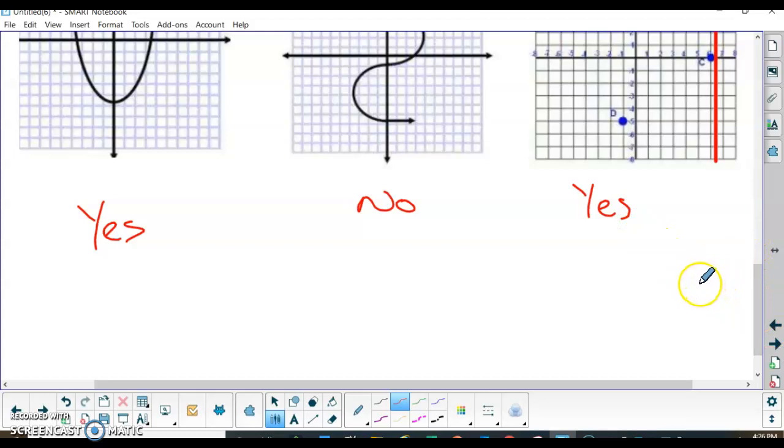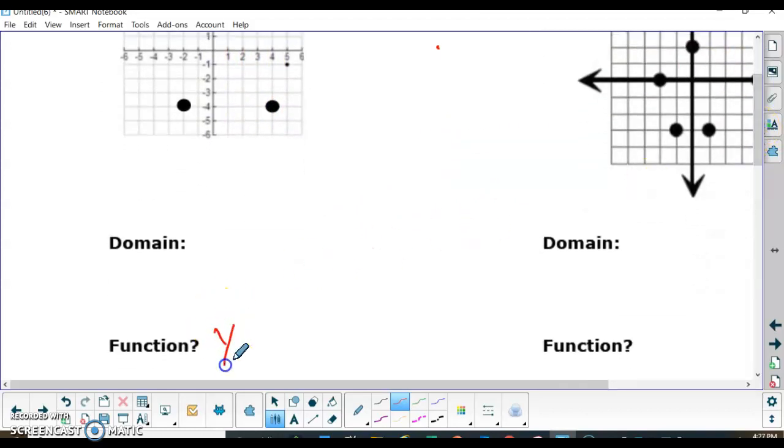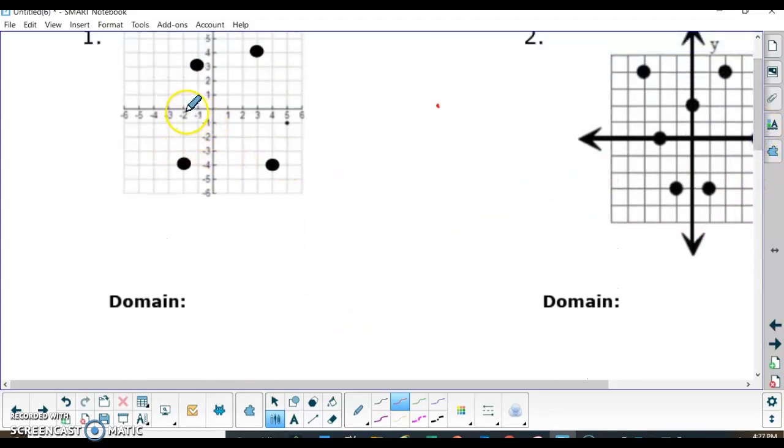Okay, so now if we go to the next page, we can still do a vertical line test on these. If I come across each domain value, remember the input only has one output. So yes, this one is a function. And now it's asking for the domain. So I need to find the x values where these points are. This is at -2, -1, 3, and 4. So those are the domain. And yes, that is a function.